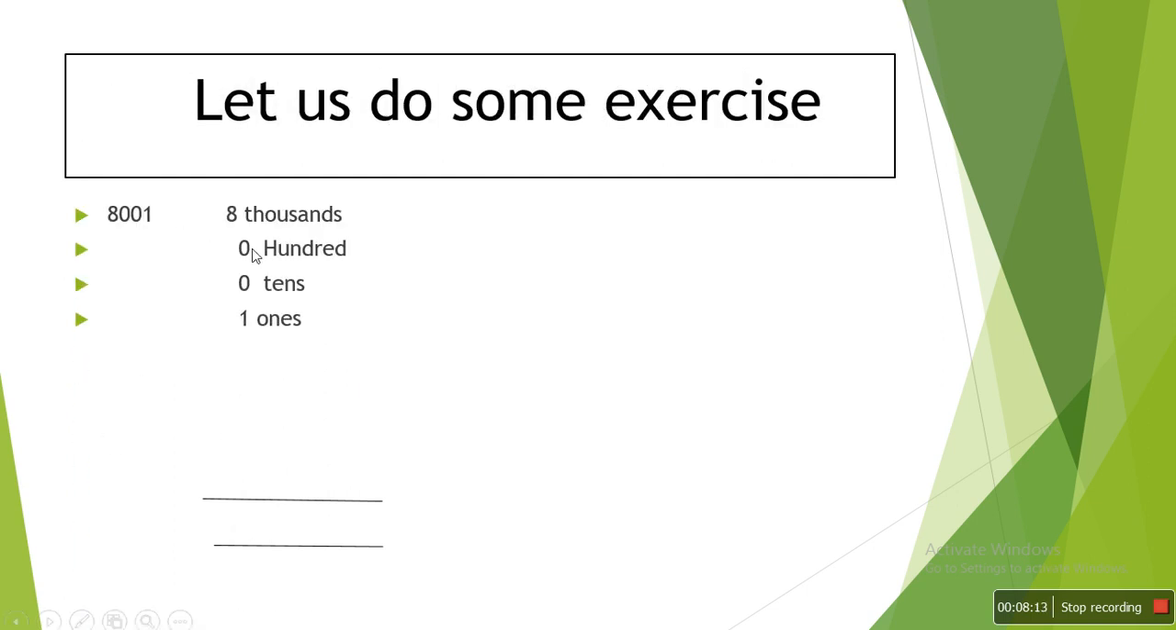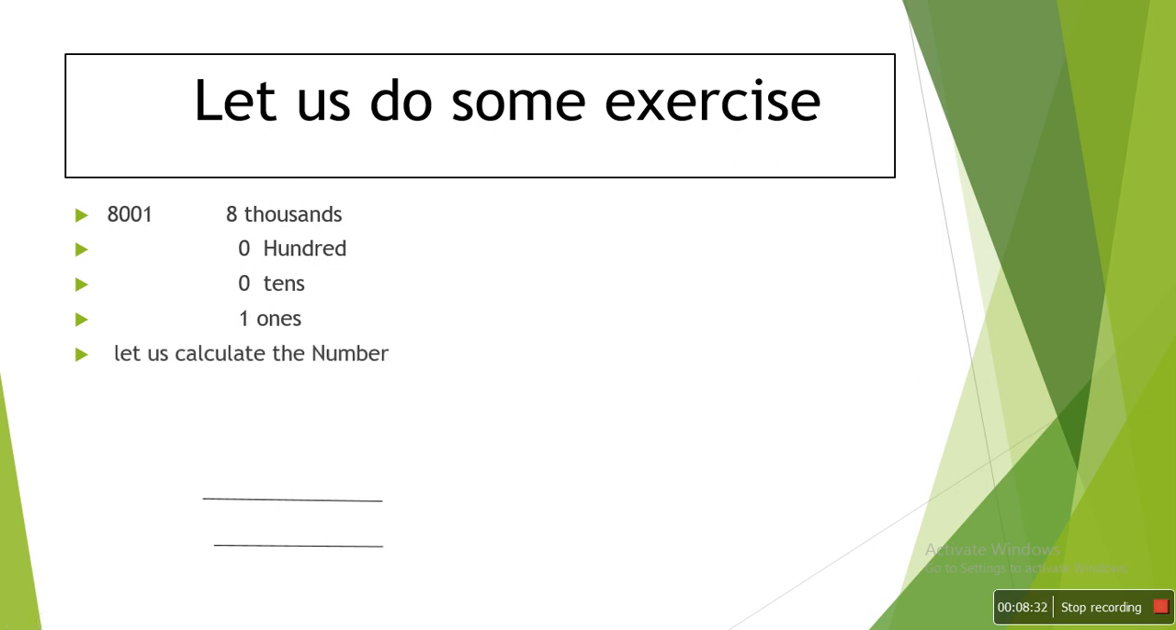8001. So if we talk about 8000, 8 is in which place? As we all know, thousands place. And 0 is in which place? Hundreds place. And this 0 is in which place? Tens place. And 1 is in which place? Ones place. So let us calculate the number.